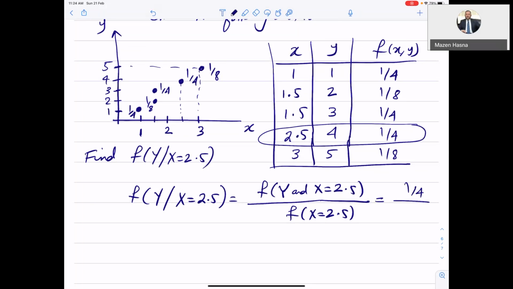Now f of x equals 2.5. To find it, we have to sum over y, right? For x equal to 1 it's 1 over 4, 1.5 is this, 2.5 is this, which is 1 over 4. So this is 1 over 4 divided by 1 over 4, so this is 1. What does this mean?